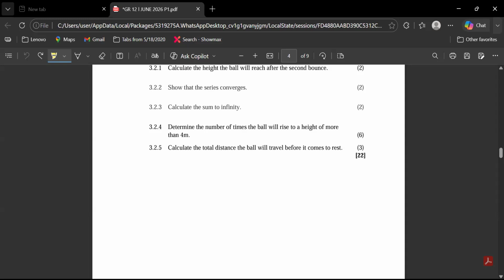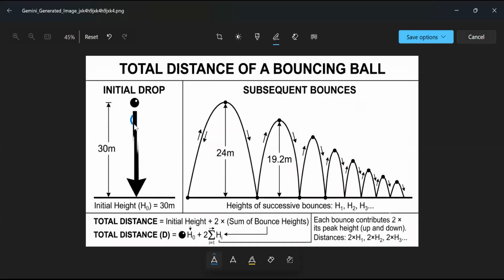Now remember, we attempted to calculate the distance that the ball has traveled, but now we used sum to infinity to calculate that. So we're also going to use that to our advantage. Let's go to the diagram and try to understand what's happening here. The ball is initially dropped from a height of 30 meters, so it's going to travel a distance of 30 meters.